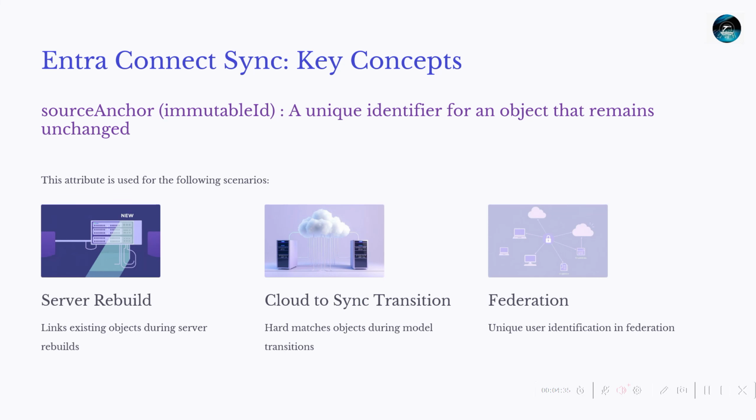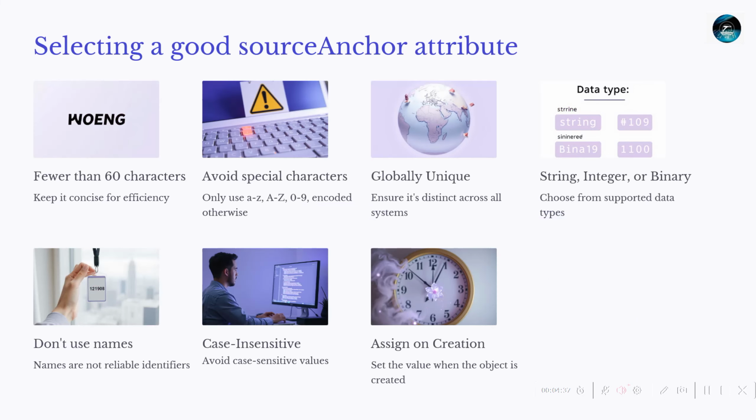Now let's understand how to select a good source anchor. The attribute value must follow these rules. The attribute must be fewer than 60 characters in length. Characters not being A-Z, a-z, or 0-9 are encoded and counted as 3 characters. It must not contain special characters, must be globally unique, either a string, integer, or binary, shouldn't be based on the user's name, shouldn't be case sensitive, and should be assigned when the object is created.